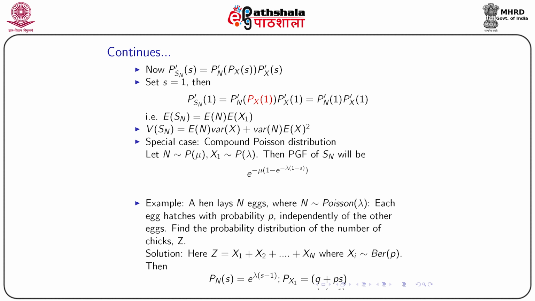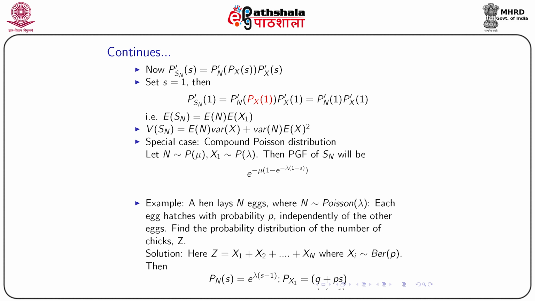The form of the variance can be shown after doing some mathematics. Variance of S_N is equal to the expected value of N times the variance of X plus the variance of N times the expected value of X squared. Now we consider a special case called compound Poisson distribution.